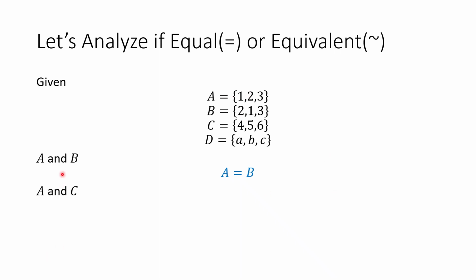Another, let's analyze set A and set C. When you check the cardinality, there are 3 elements in each set. However, the elements inside are different. If they only have the same cardinality, we call them similar or equivalent. Next, B and D are also similar. On set B, we have 2, 1, 3, and set D is A, B, C. They have the same cardinality, so therefore B is equivalent to set D.